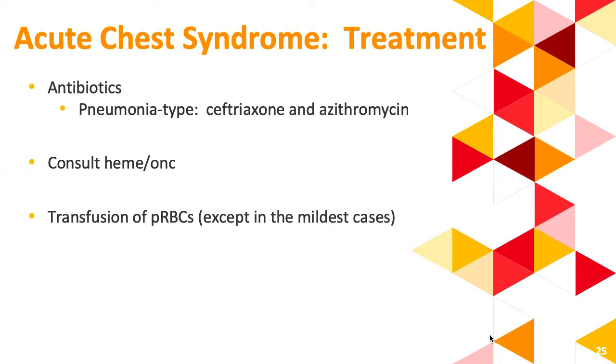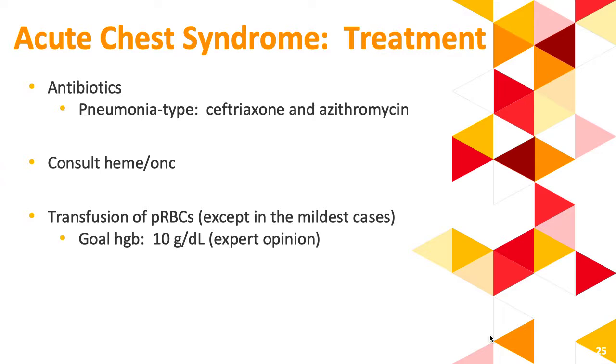So again, let's say you're working in the middle of nowhere and you're the unlucky person who gets an acute chest syndrome in some rural area. You don't have a hematologist and they're super sick. What you should do is start a simple transfusion. Give them 2 units of packed red blood cells. All right? That will help them, and then you should transfer them to somewhere that has a hematologist.